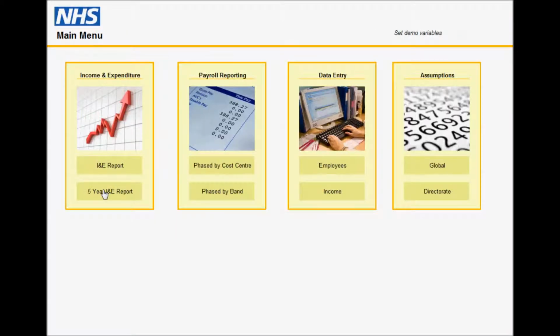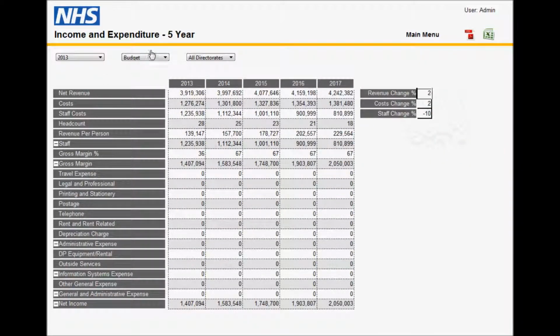The model then takes this I&E, and by choosing a start year, a version, and a directorate level, we use our global assumptions to forecast out over 5 years. Here we have 3 assumptions on revenue, costs, and staff changes, but these can be as granular as required.